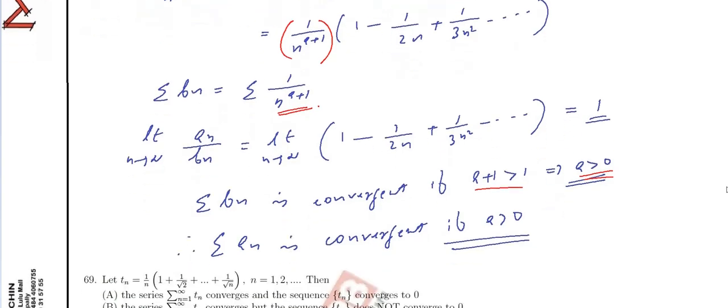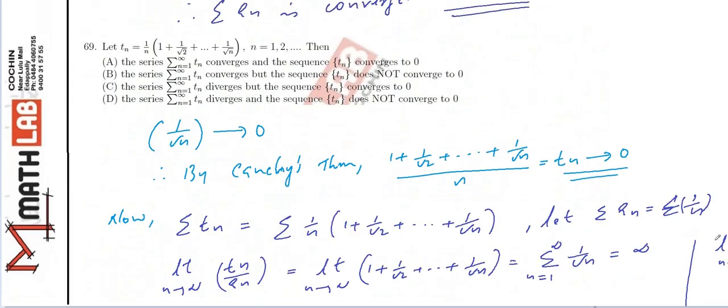68. Well, 69. A sequence is given as Tn is equal to 1 by n times 1 plus 1 by root 2 plus etc. plus 1 by root n. That question is actually a simple question, but when you see the problem, it seems to be really tricky, and you may not get an idea how to start.